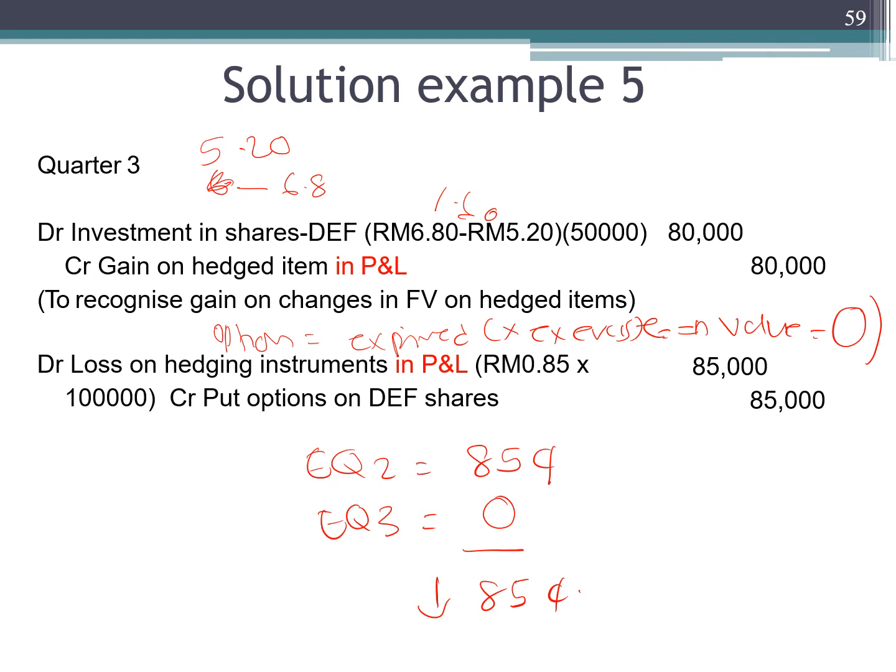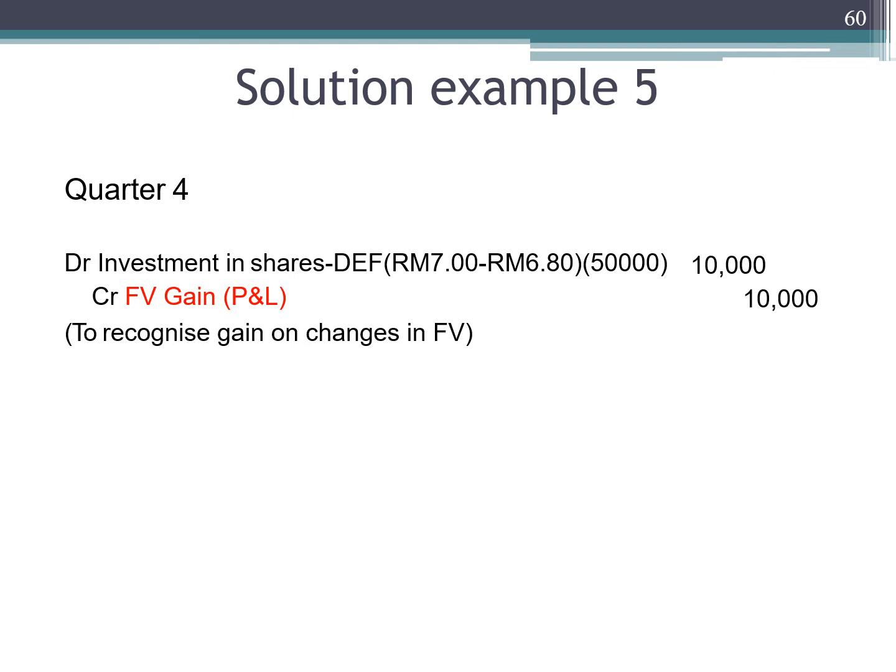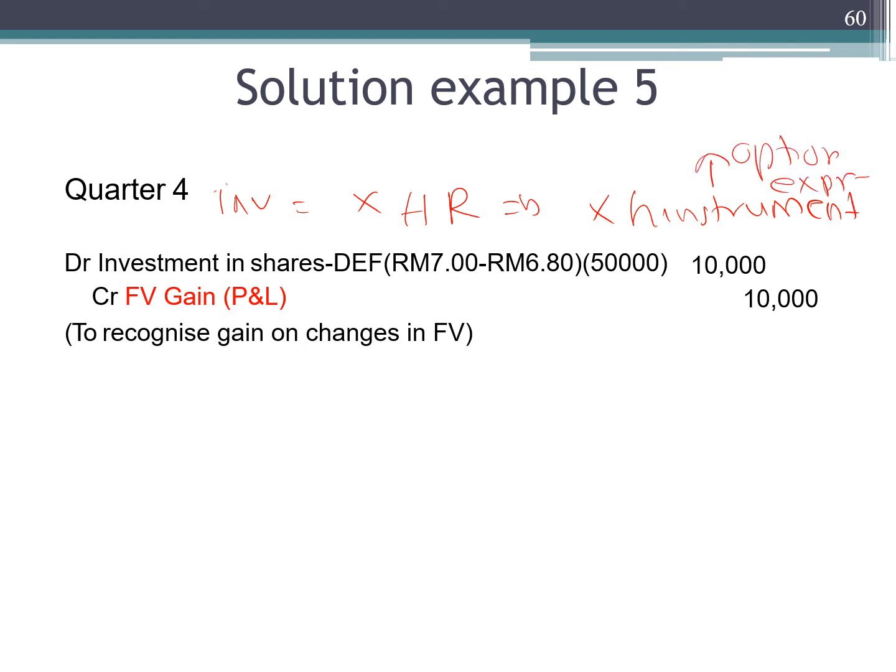Okay, so we move to the next one. For quarter 4, you only have the hedge items only. You only have the investments only. So there is no more hedge accounting. There is no more hedge relationship because we don't have the hedge instruments. Why don't we have the hedge instruments here? Because the options here are already expired, so there is no more hedge instrument, which means that we cannot have the hedge relationship anymore. You only have your investment.